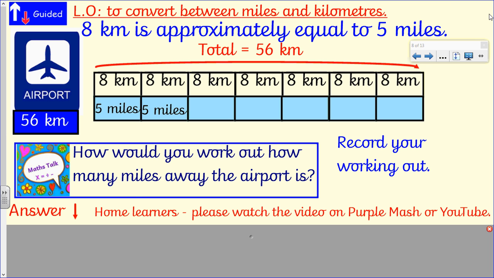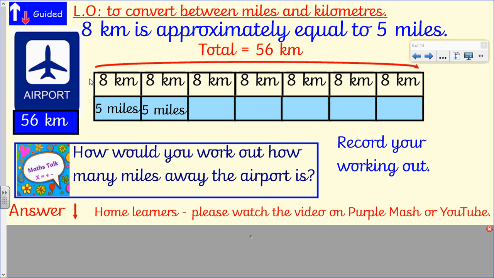So now, the airport is 56 kilometers away. Can we work out how far that is in miles? Have a think about how you would work that out. I've chucked a bar model on to try and help you. So how many miles away is it?